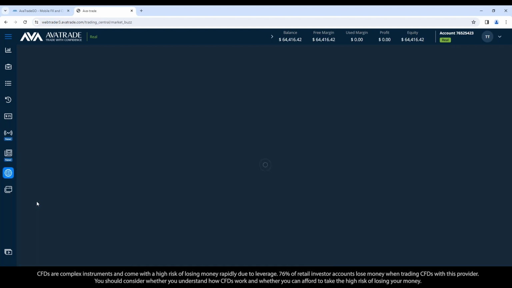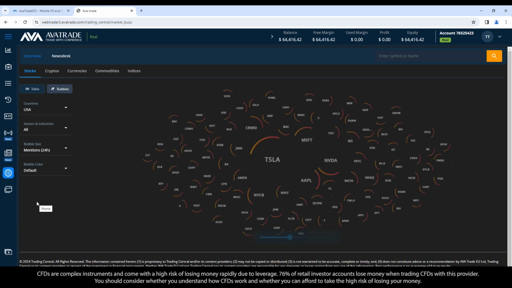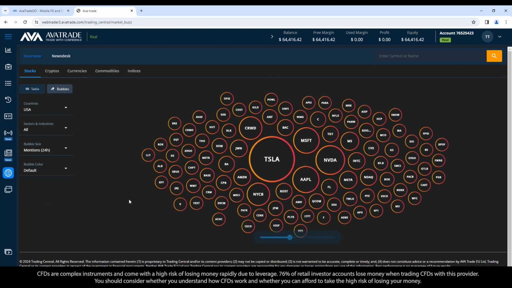The market buzz is a little more targeted. You can pick what's trending the most or not from the bubble graph. The larger the circle, the more it's trending. All of a sudden I see something pop up that I'm not used to seeing. A larger size circle here, the New York Community Bank. So that catches my eye.